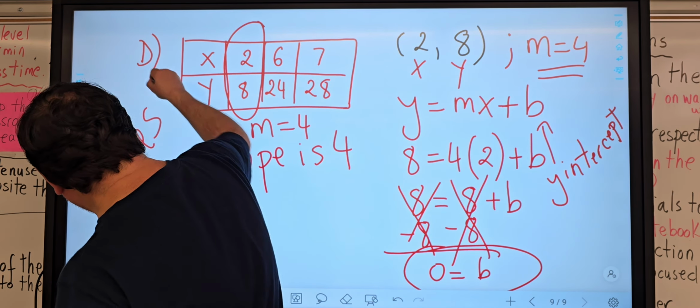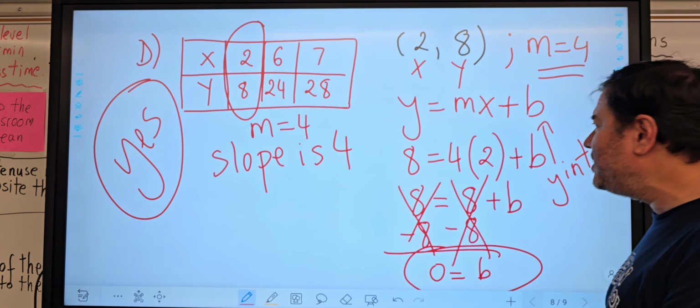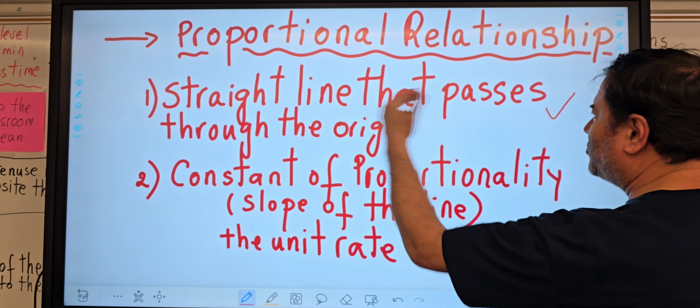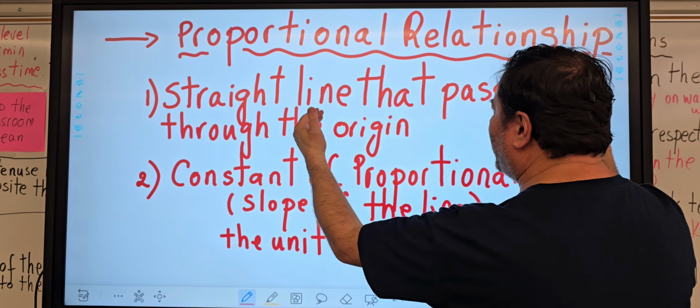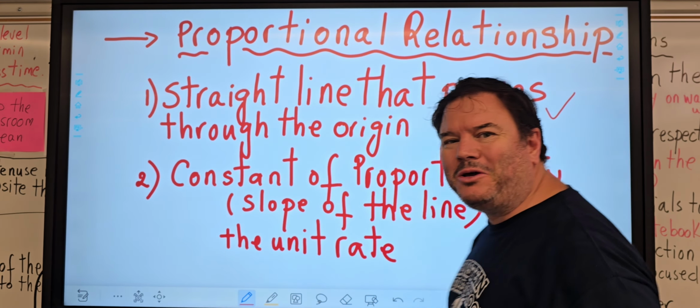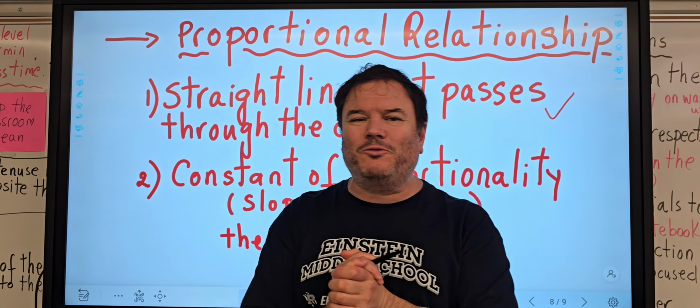So this is another table that satisfies those two requirements. It's a straight line that goes through the origin. We know that's a straight line because they have the same slopes. It goes through the origin, and the constant of proportionality was the same, m equals 4.